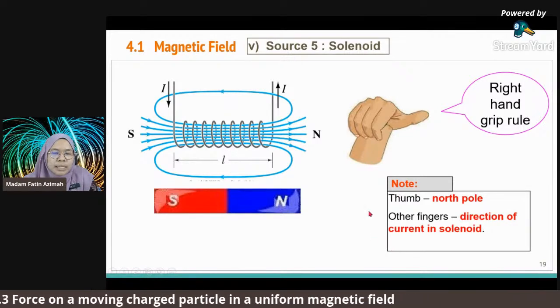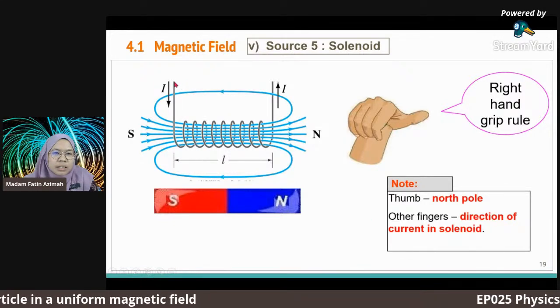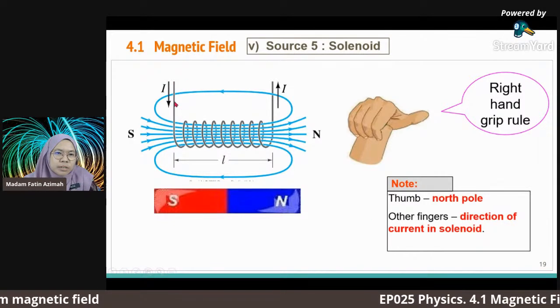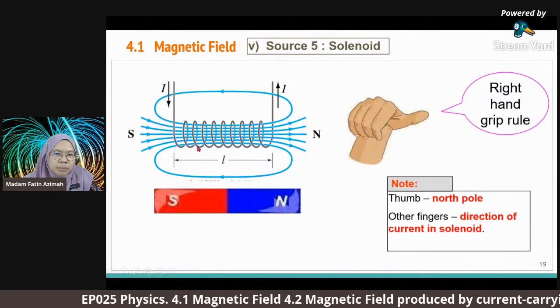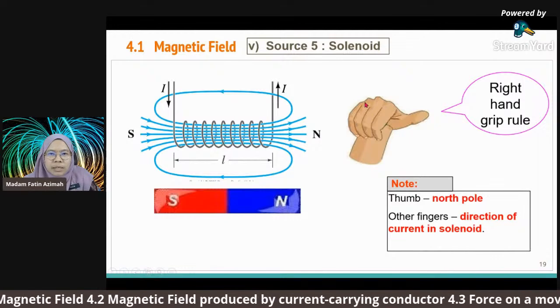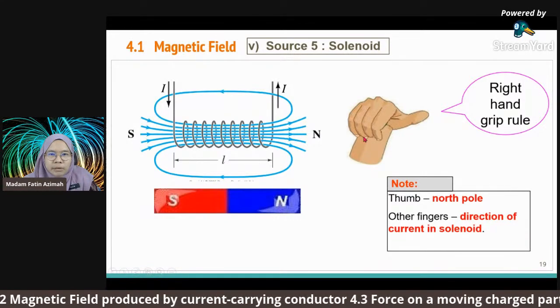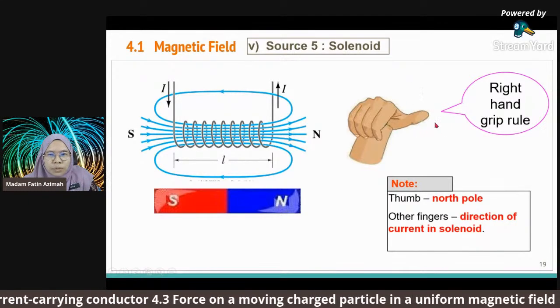Okay, so let's take a look at the diagram. Here we can see that the current is coming in from the left side. So it's going from up, down to the back, up, down to the back, up, down. So your fingers should be following the direction of the current, up, going down, up, going down. So this is the direction of the north pole.